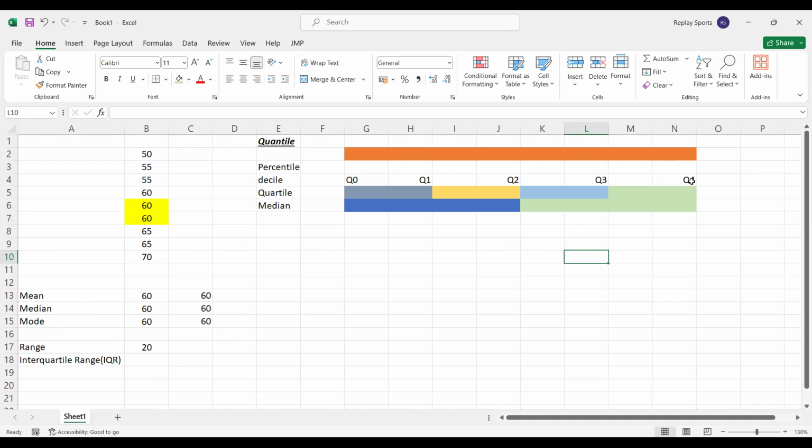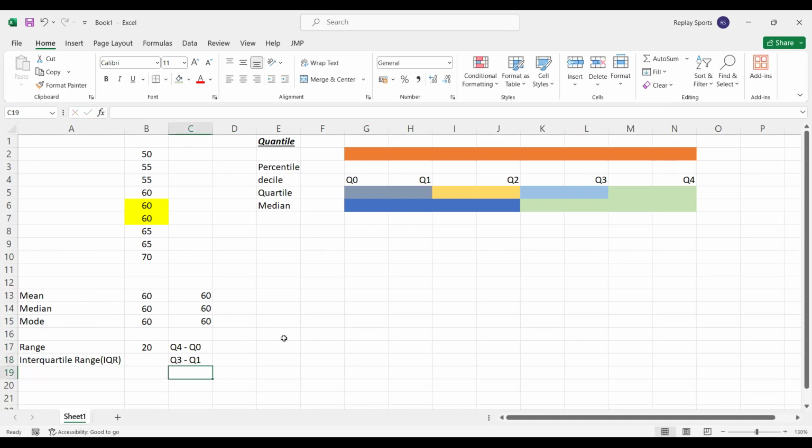Range is like Q4 minus Q0. Range is Q4 minus Q0. That's what we did, right? We took the highest value and subtracted it with lowest value. That's your range. Interquartile range is Q3 minus Q1.